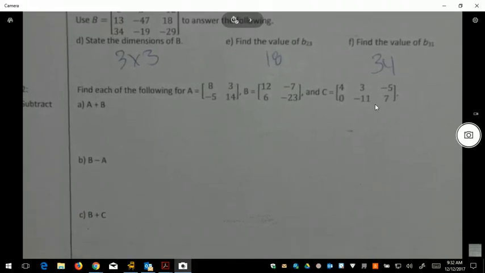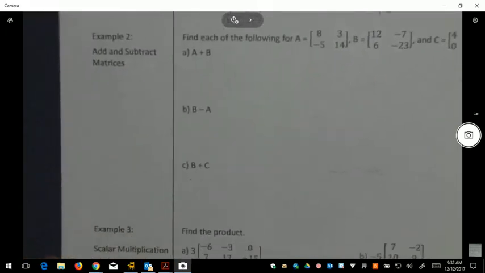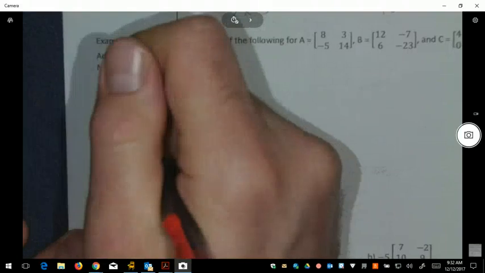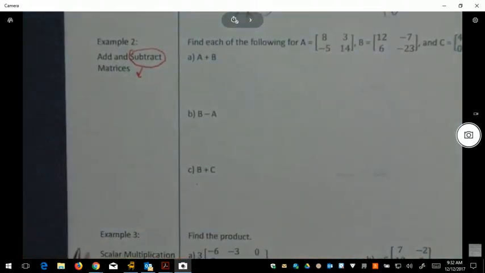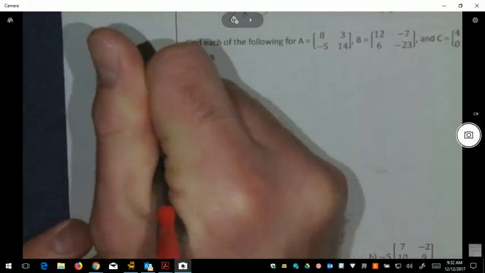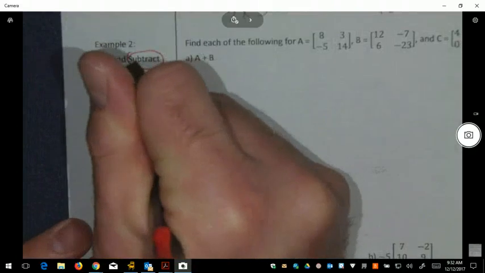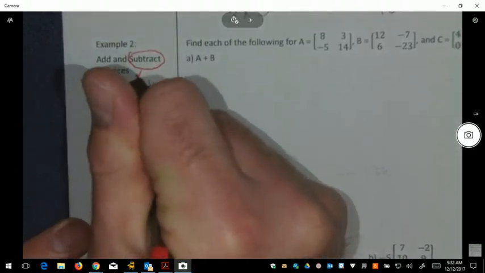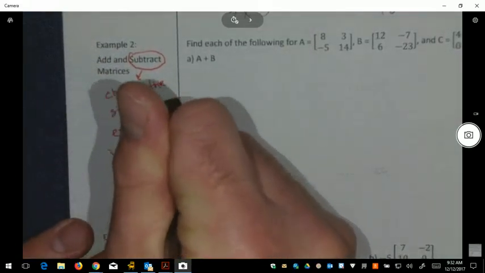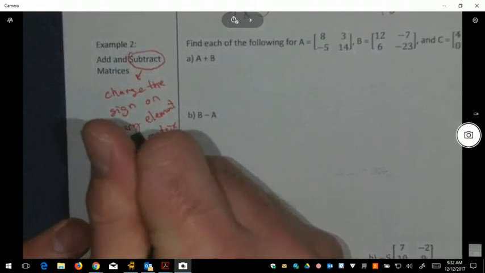Next, we're going to talk about adding and subtracting matrices. We're going to make a note in the margin over here. Just like when we're subtracting polynomials, I don't want you to treat it as subtraction. I want you to change the sign, just like we would on every term in the expression, in the equation, and then combine like terms. We're going to change the sign to subtract. We're going to change the sign on every element in the matrix and then add.